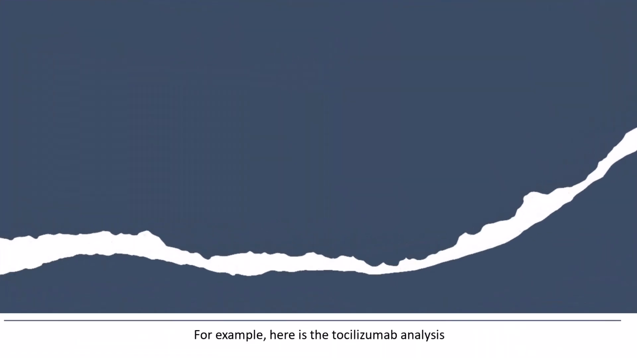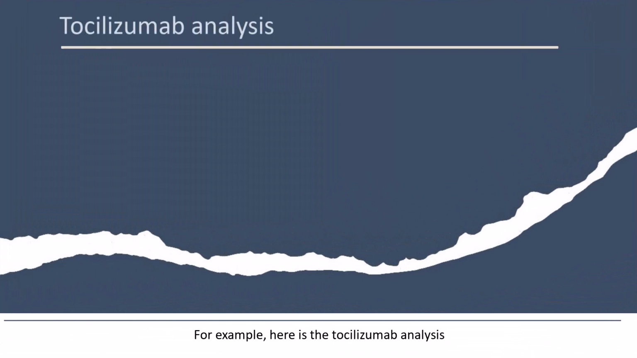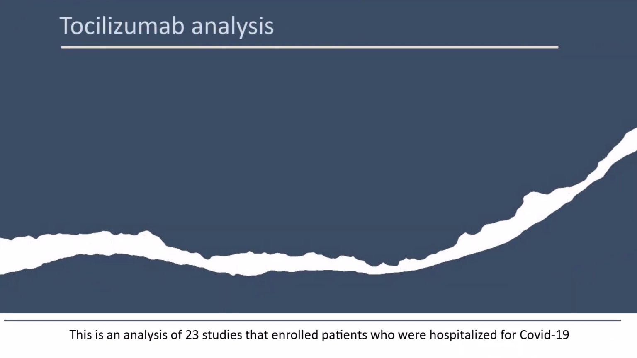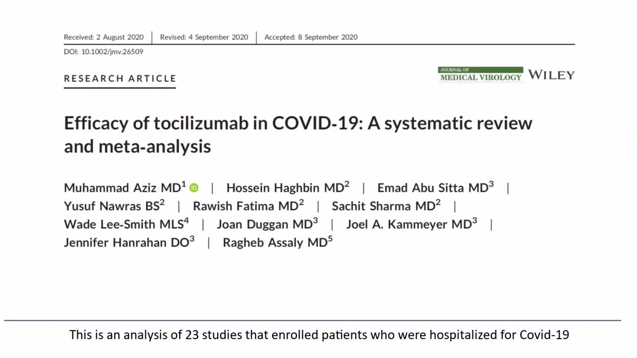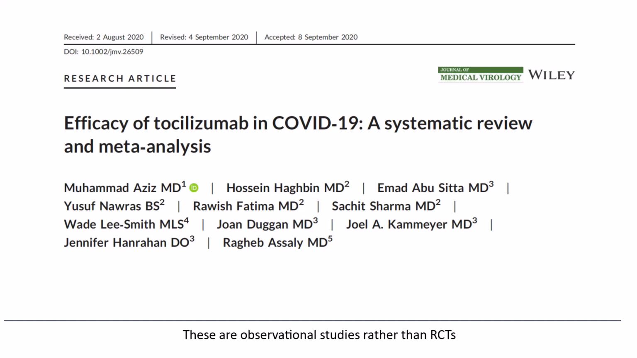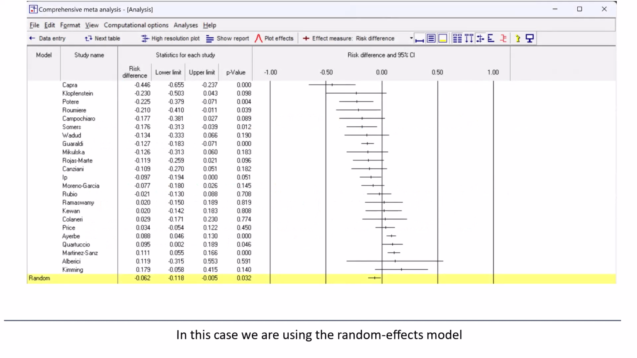For example, here's the tocilizumab analysis. This is an analysis of 23 studies that enrolled patients who were hospitalized for COVID-19. In each study, some patients were treated with a drug called tocilizumab and others were not. These are observational studies rather than RCTs. You'll learn how to choose a statistical model. In this case, we're using the random effects model.